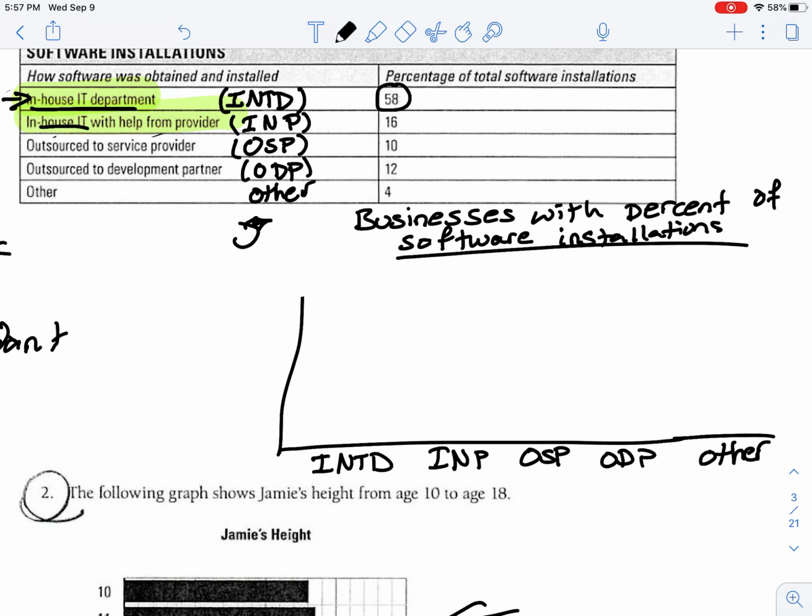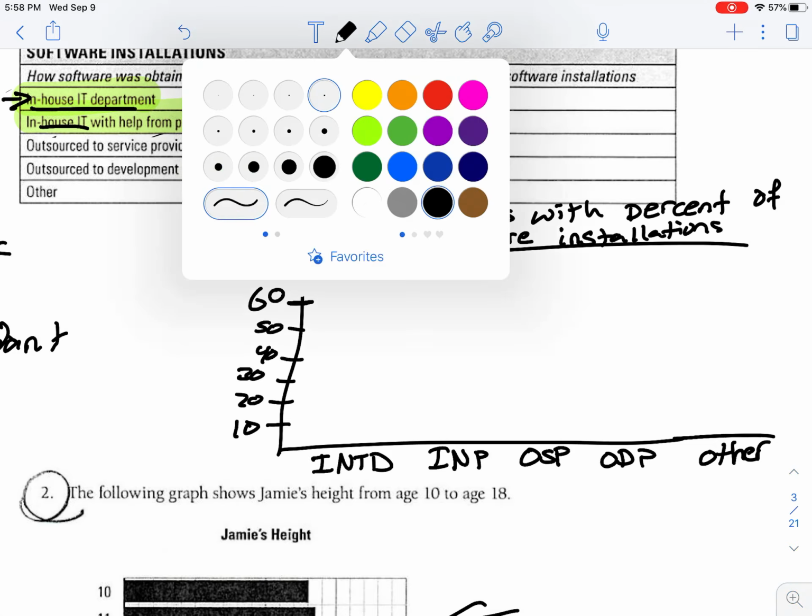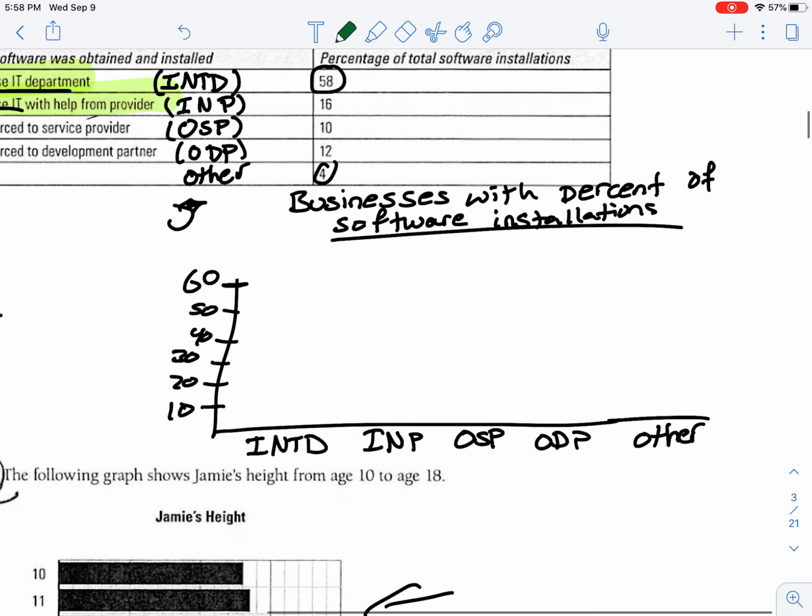Now, what's the biggest number you're going to be dealing with? 58. The smallest number you're going to be dealing with is 40. So I'm going to go up to 60. Okay, and what I'm going to do is I'm going to go up by tens. 10, 20, 30, 40, 50. Okay? And now at this point, we can start drawing our bars.